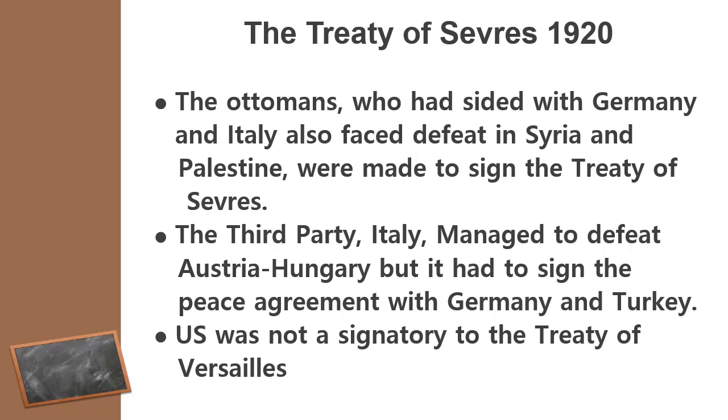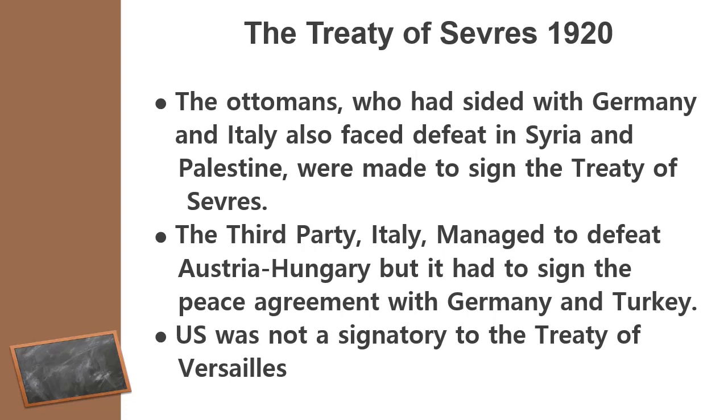In the Treaty of Versailles, you have seen that Germany was asked to pay 6,600 million pounds as a fine or as a punishment of war. The third party, Italy, managed to defeat Austria-Hungary, but it had to sign the peace agreement with Germany and Turkey. However, it was resentful about its role in the peace agreement being ignored.